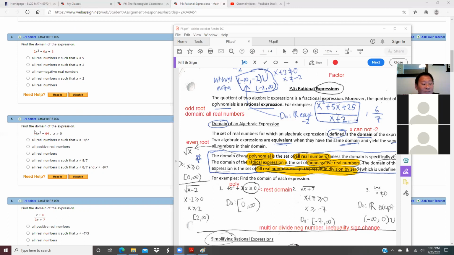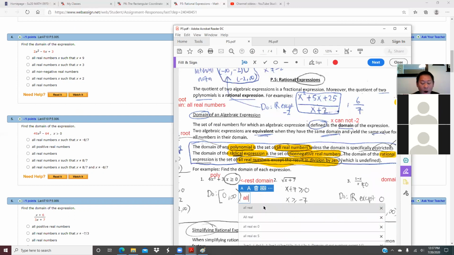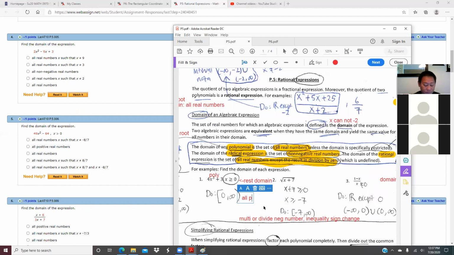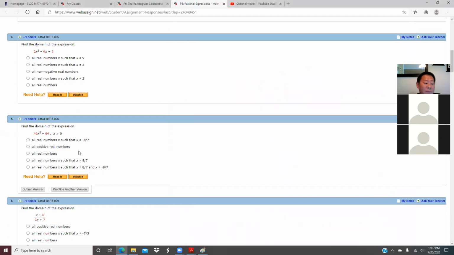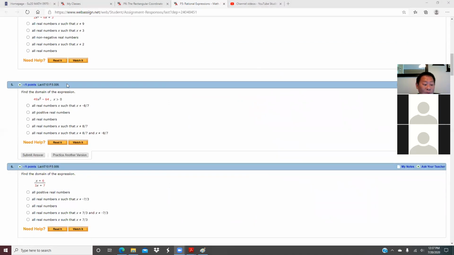So question 5 looks exactly like this one. So this is telling us that this is going to be all positive real numbers. So in this case, your answer for question 5 will be B. Okay, so make sure you know the difference between those two.